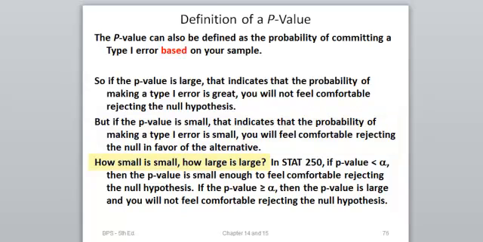But how small is too small, or how large is too large? In Stat 250, if the p-value is less than your significance level, which is alpha, then the p-value is small enough to feel comfortable rejecting the null hypothesis. If the p-value is greater than or equal to our significance level, alpha, then the p-value is large and you will not feel comfortable rejecting the null hypothesis. You'll have insufficient evidence to support the alternative claim.